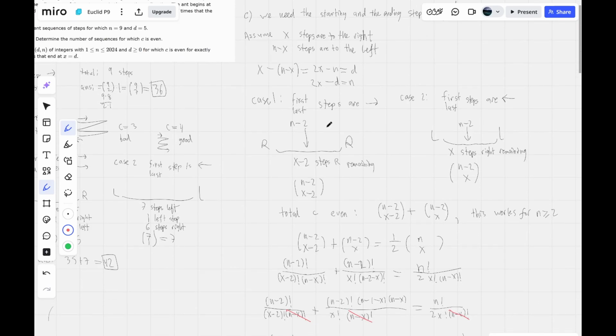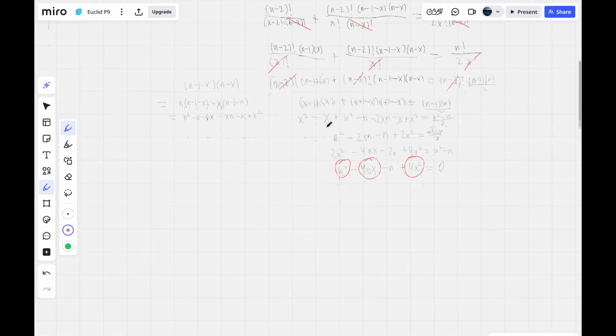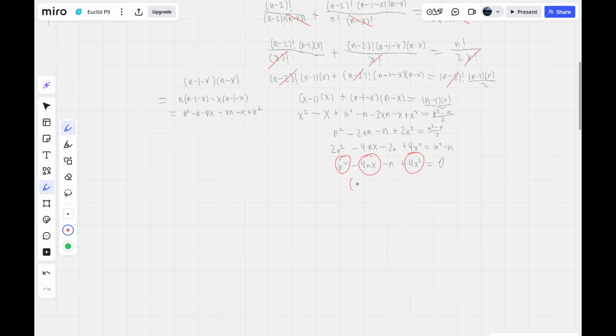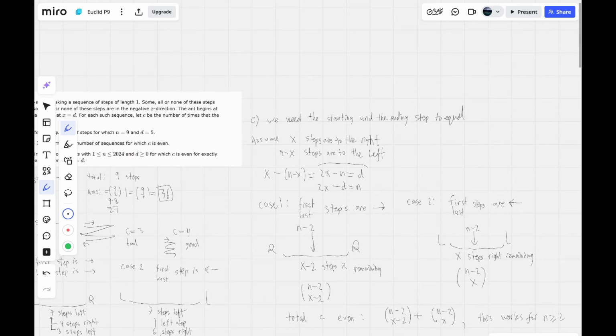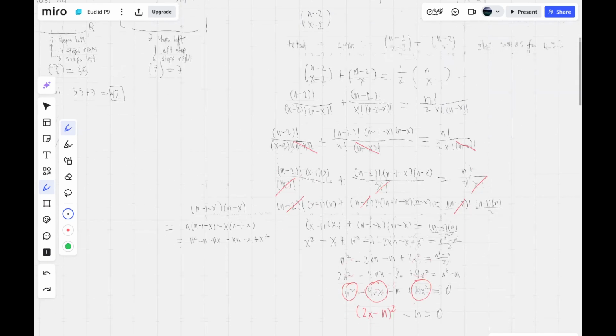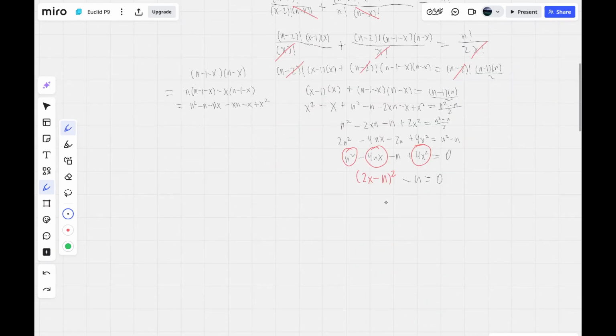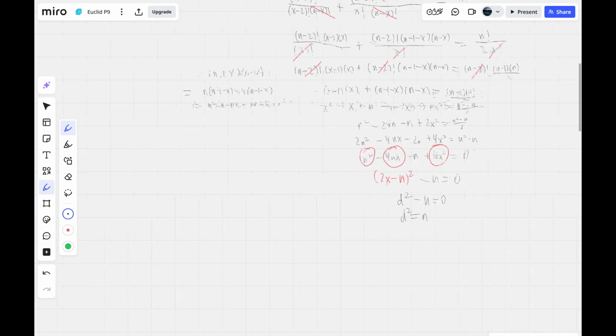This is what we have previously evaluated: 2x minus n is equal to d, right? So this is (2x minus n) squared minus n is equal to 0. We know that 2x minus n is equal to d. We have already found that above. Recall that. So d squared minus n is equal to 0, so d squared is equal to n.